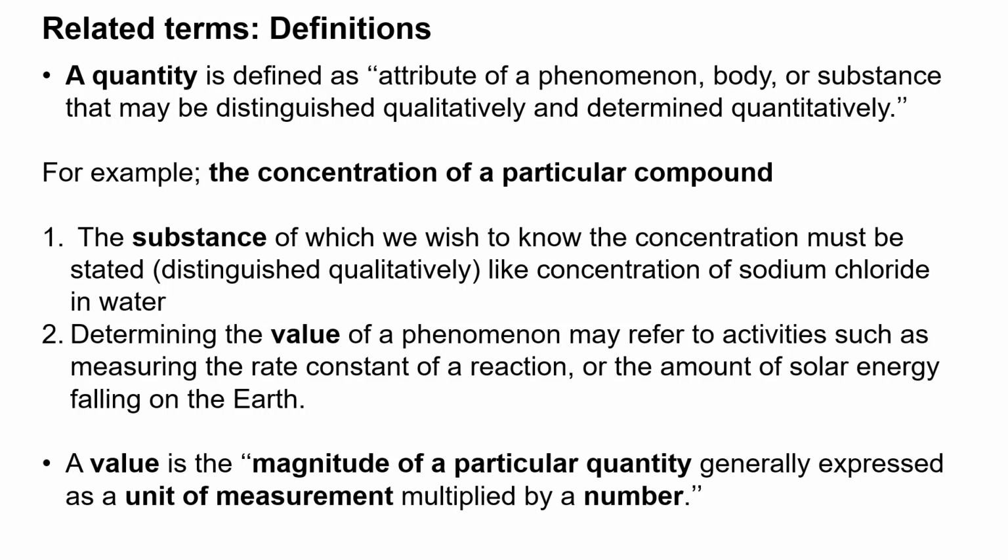So values are actually magnitudes of a particular quantity, and normally we use units of measurement for expressing these values. Along with the unit of measurement there will be a number, and the combination of both, a number and a unit of measure, provides a value that expresses a quantity. So measurement is related to quantity, and quantity can be expressed in the form of value.